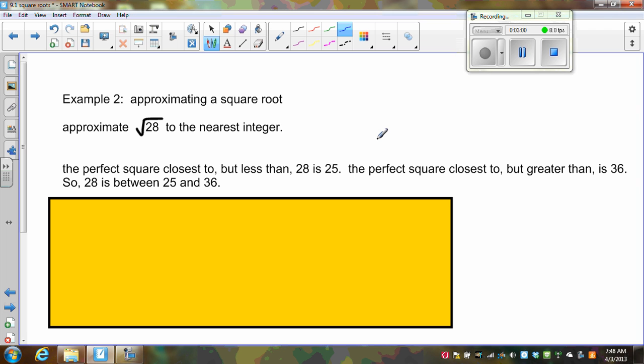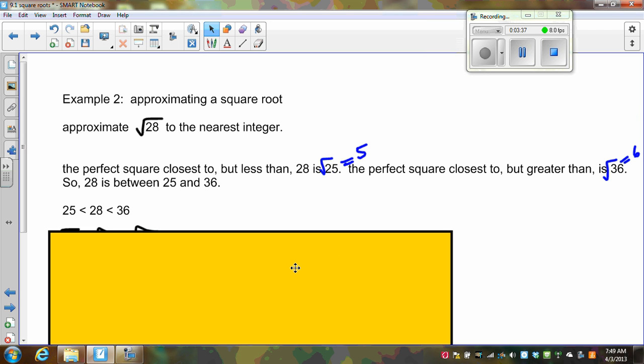So example 2, what if we have a square root that doesn't come out to be even? So for example, the square root of 28. We don't have a calculator, but we want to estimate what it's equal to. So we know that the perfect square that is closest to 28 but less is 25, because the square root of 25 equals 5. And the one that's closest to 28 but greater is 36, because the square root of 36 equals 6.